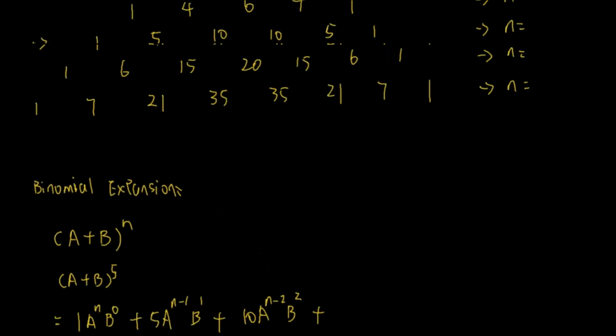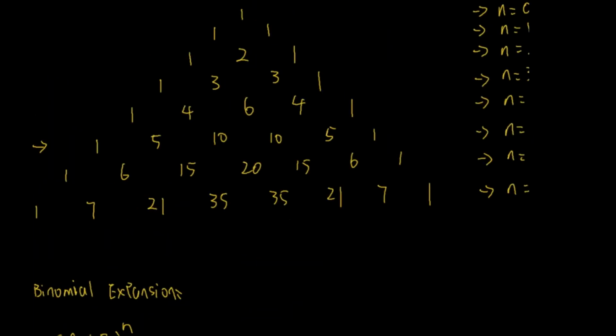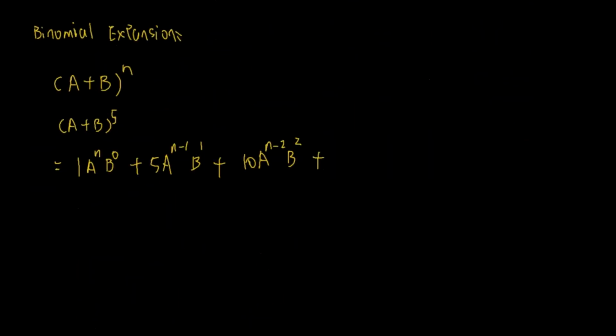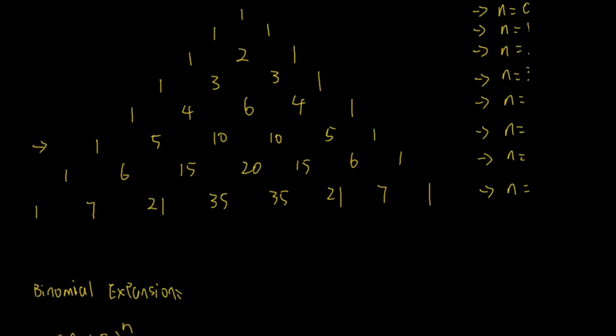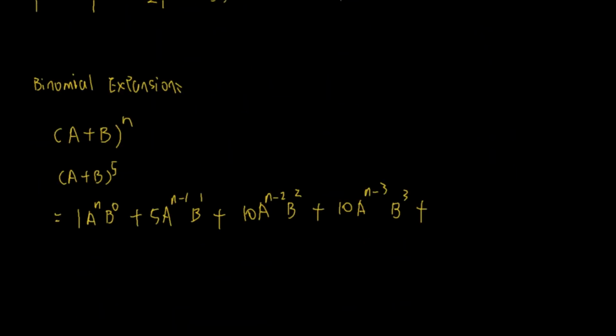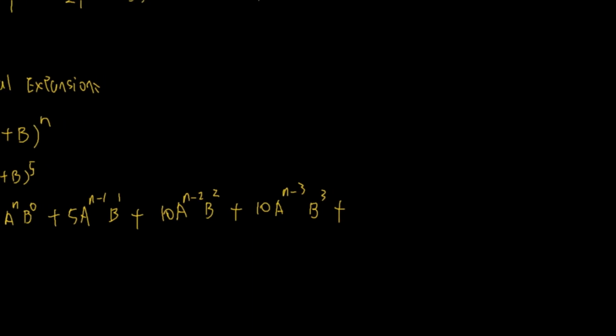next term. What's the next coefficient? Okay, 10, this one. So 10, a to the power of n minus 3, and then b to the power of 3, plus next term. The next coefficient will be 5. So plus 5, a to the power of n minus 4, b to the power of 4.